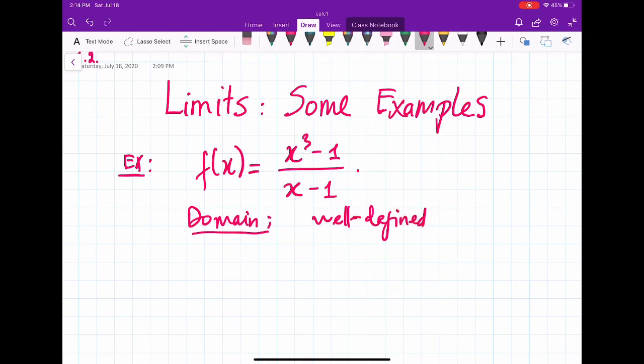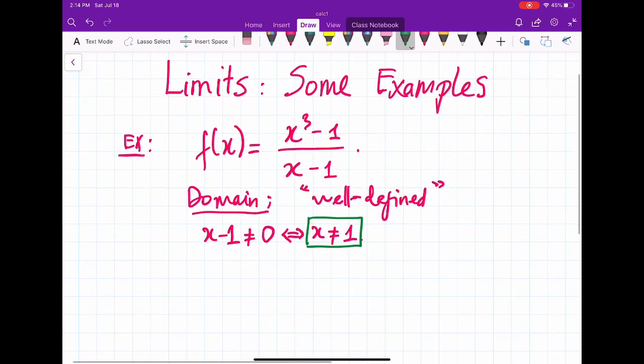So I look at this function. The function is well defined when x is not 1, or we say when x minus 1 is not 0, which is equivalent to x is not 1. That means the domain of this function is the whole number line except one point. I can write this as R, backslash, 1. This symbol means exclude. So exclude one point, x equal to 1. That's it. We have the domain of this function.